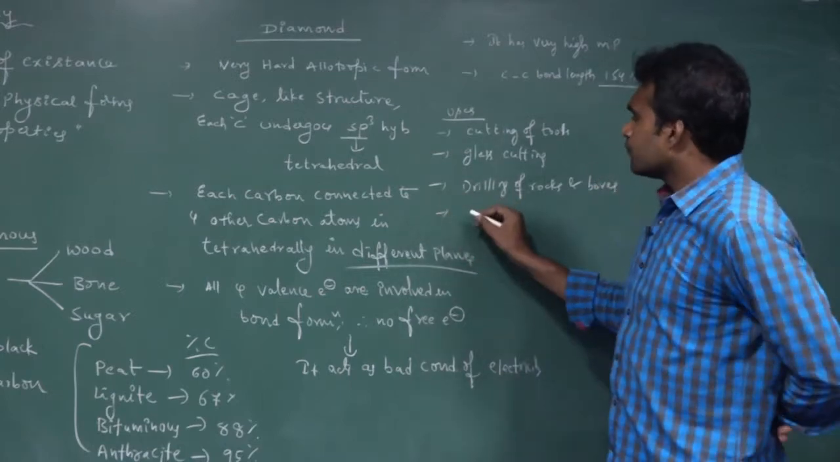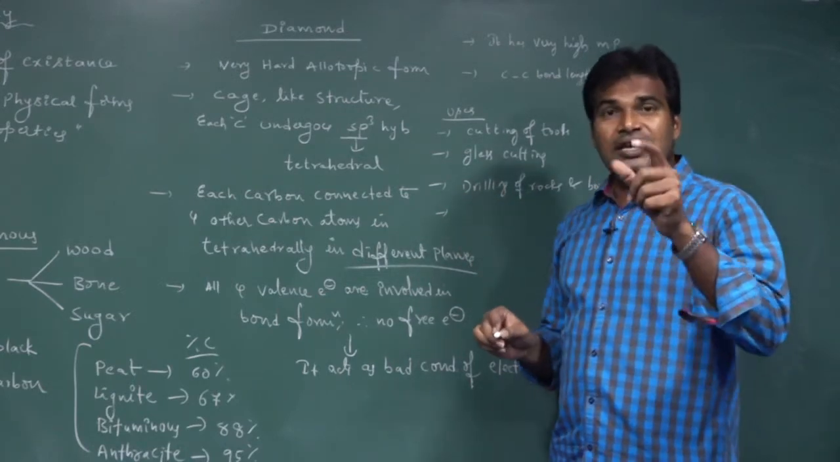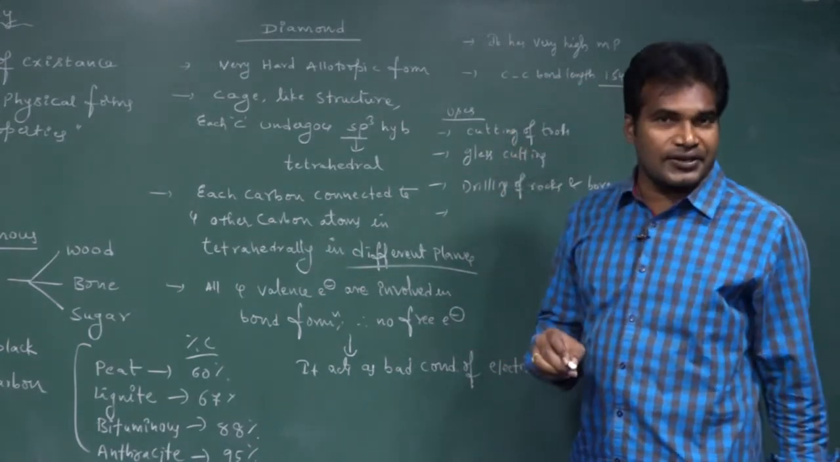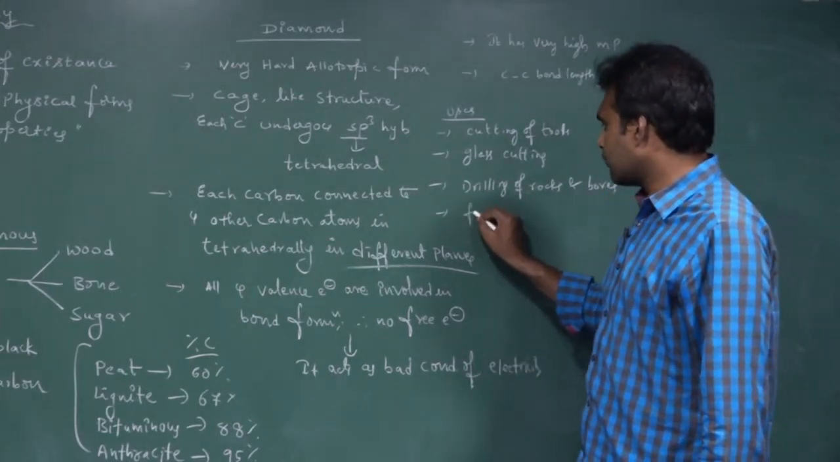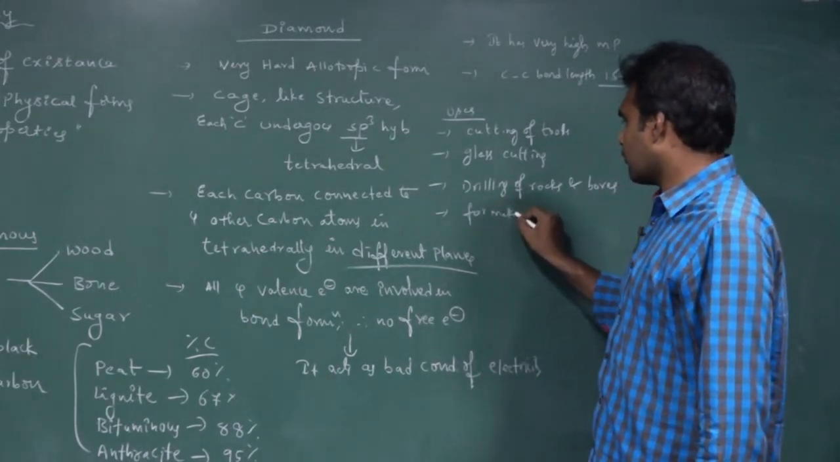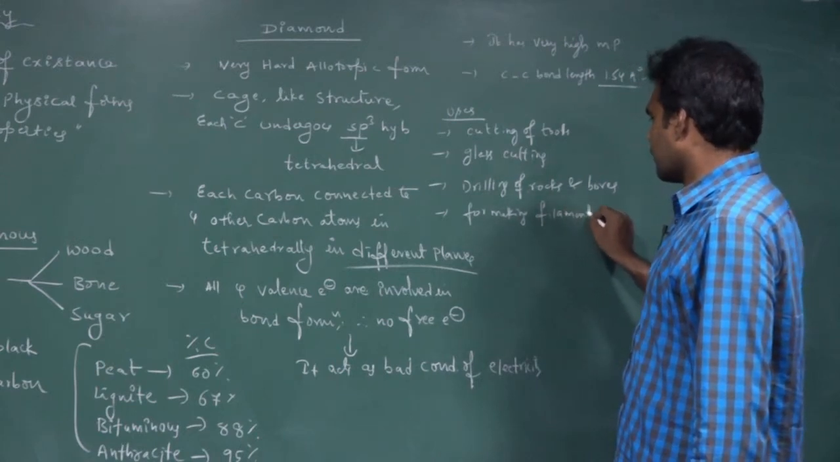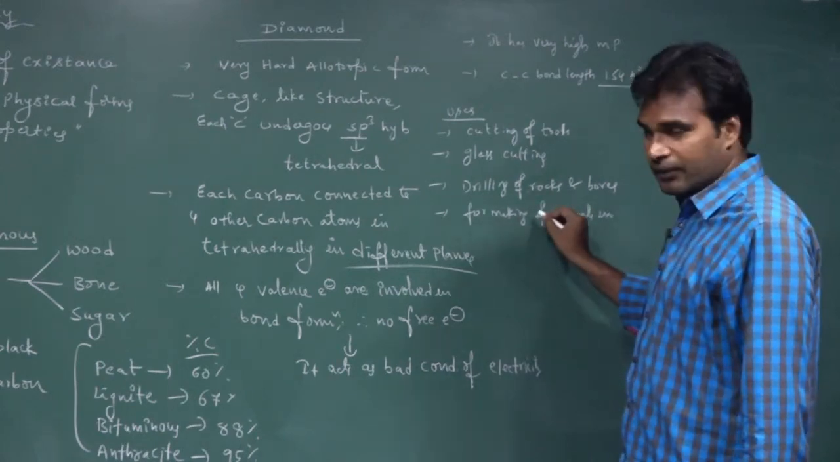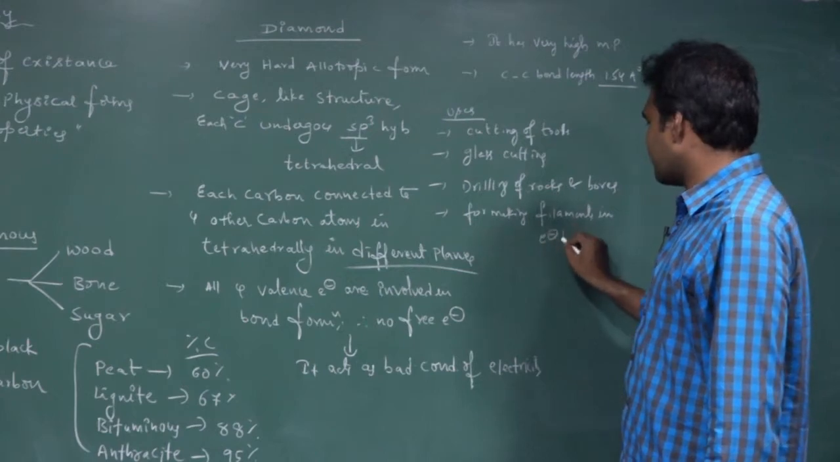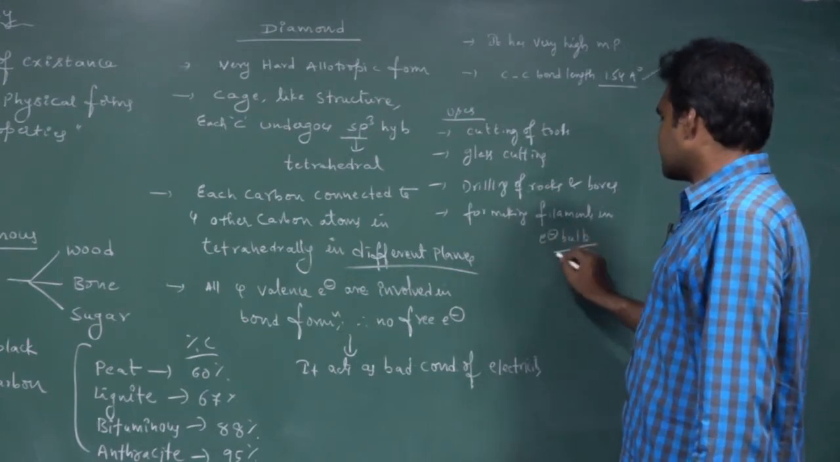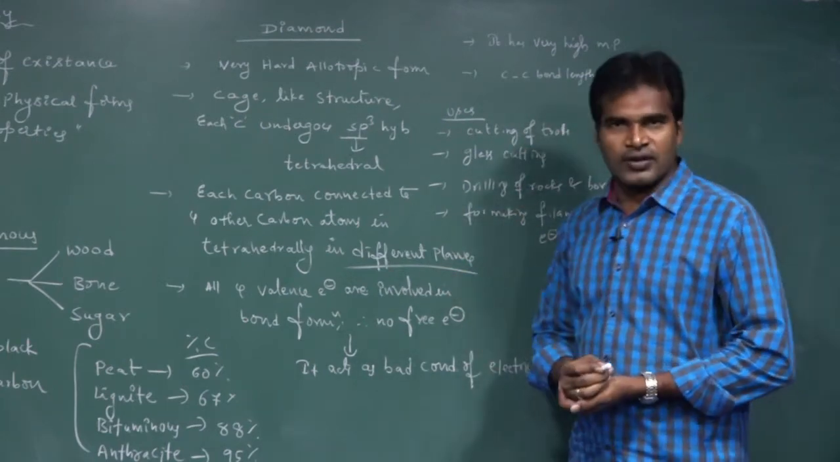And also to make the filaments that we use in electrical bulbs, in tungsten filaments in electrical bulbs. So these are some uses of diamond.